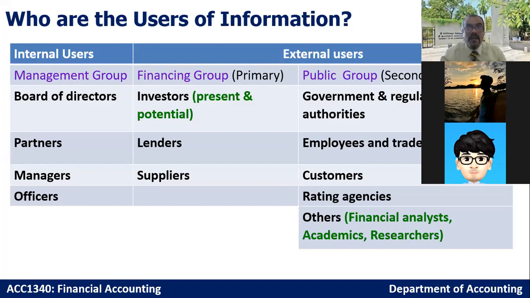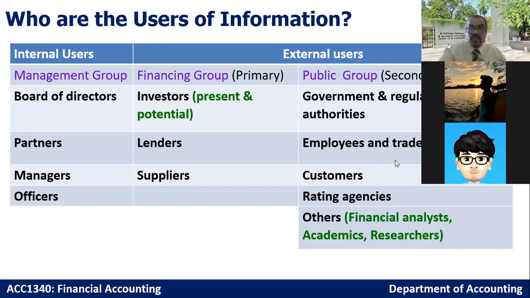Secondary user. Why? The entity does not prepare financial statements for the purpose of facilitating students or researchers to carry out research. So, the last point as is given. They prepare for the primary users, but you use it for your own purposes as mentioned here. Analysts, academics, researchers, students. So now you understand.